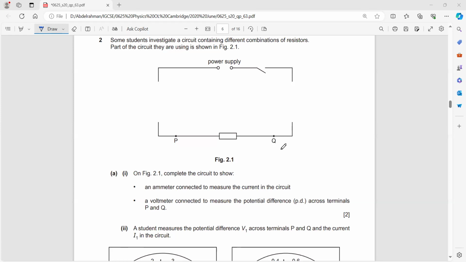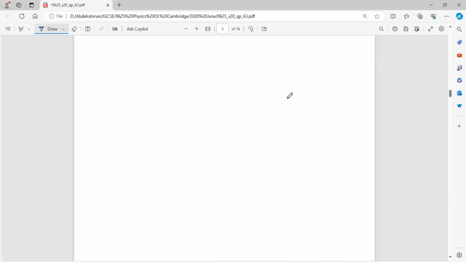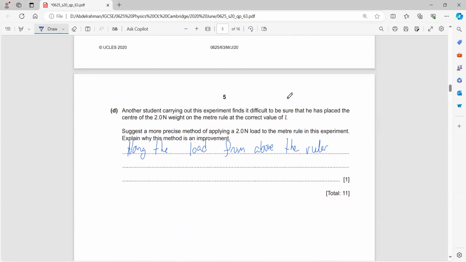Okay, initially in the first question, what did we do? We found the center of the load by taking the average. Okay, we overcame this difficulty. But here the difficulty is what? The difficulty is that we can't make sure that it is balanced. A student carrying out the experiment finds it difficult to be sure that he has placed the center on the correct value of L.